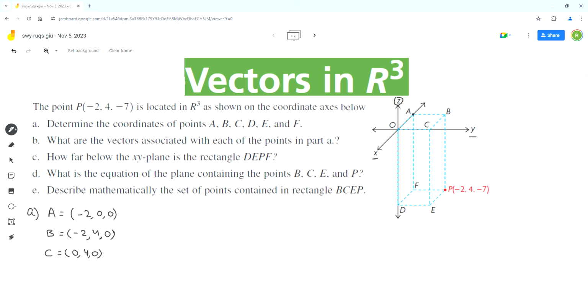Now we can analyze point D. Point D lies on the z-axis, so that means its x and y coordinates will be equal to 0. The z coordinate of point D will be the same as that of point P because P and D lie in the same plane, which is that of the rectangle PFDE. So point D is 0, 0, -7.